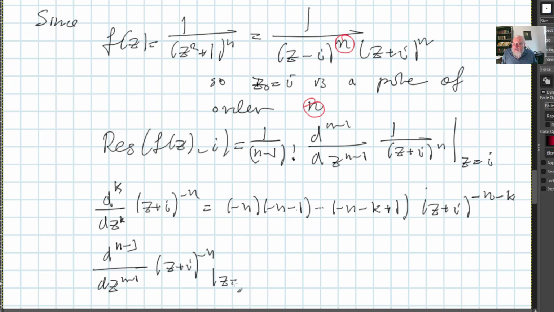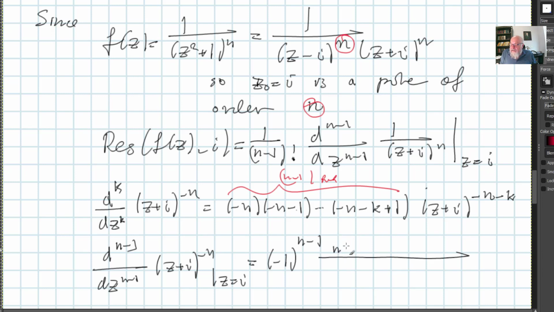I'm getting here that this one is equal to minus 1 to the power n minus 1. There are exactly n minus 1 factors here, and then you can put here the product. So what is the product? This will be n times n plus 1, and so on up to, taking k equal to n minus 1, 2n minus 2.